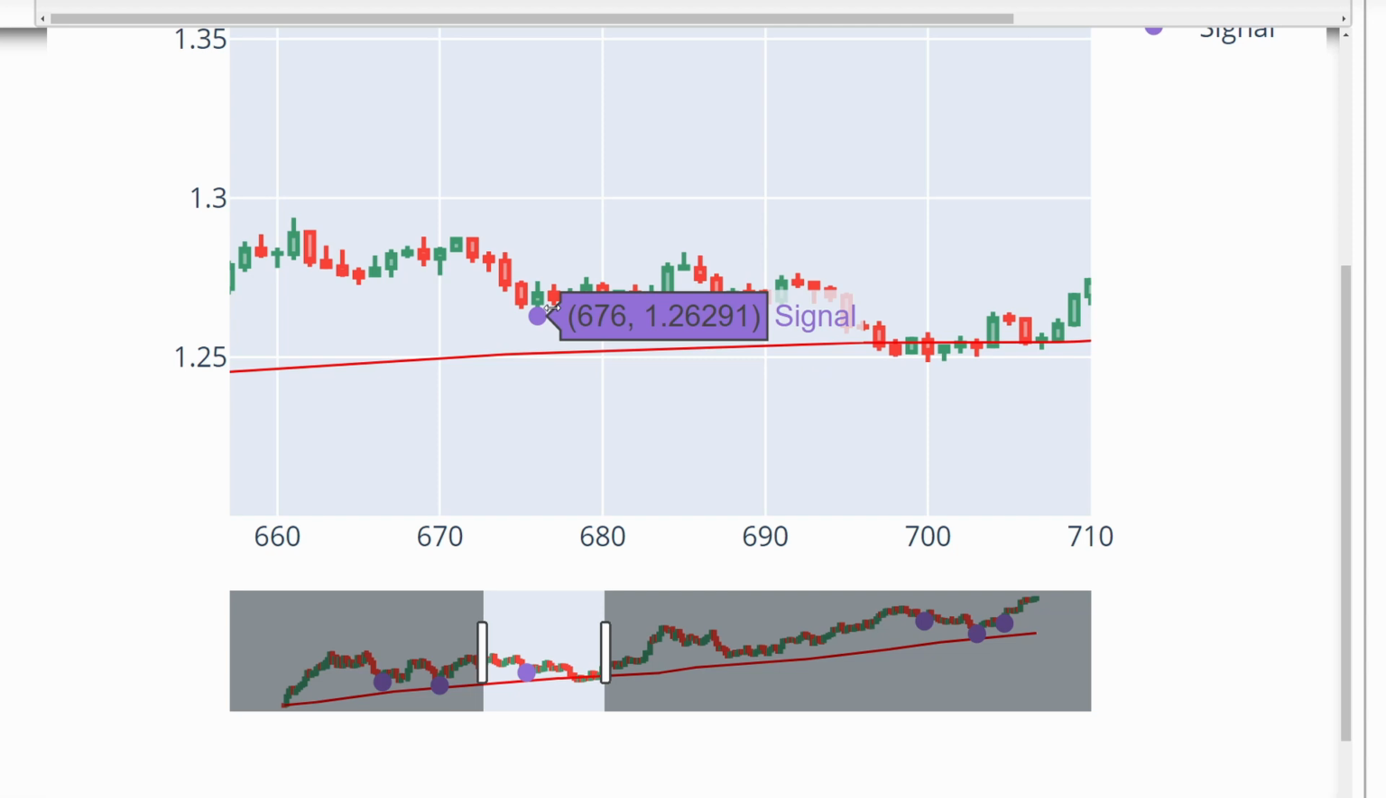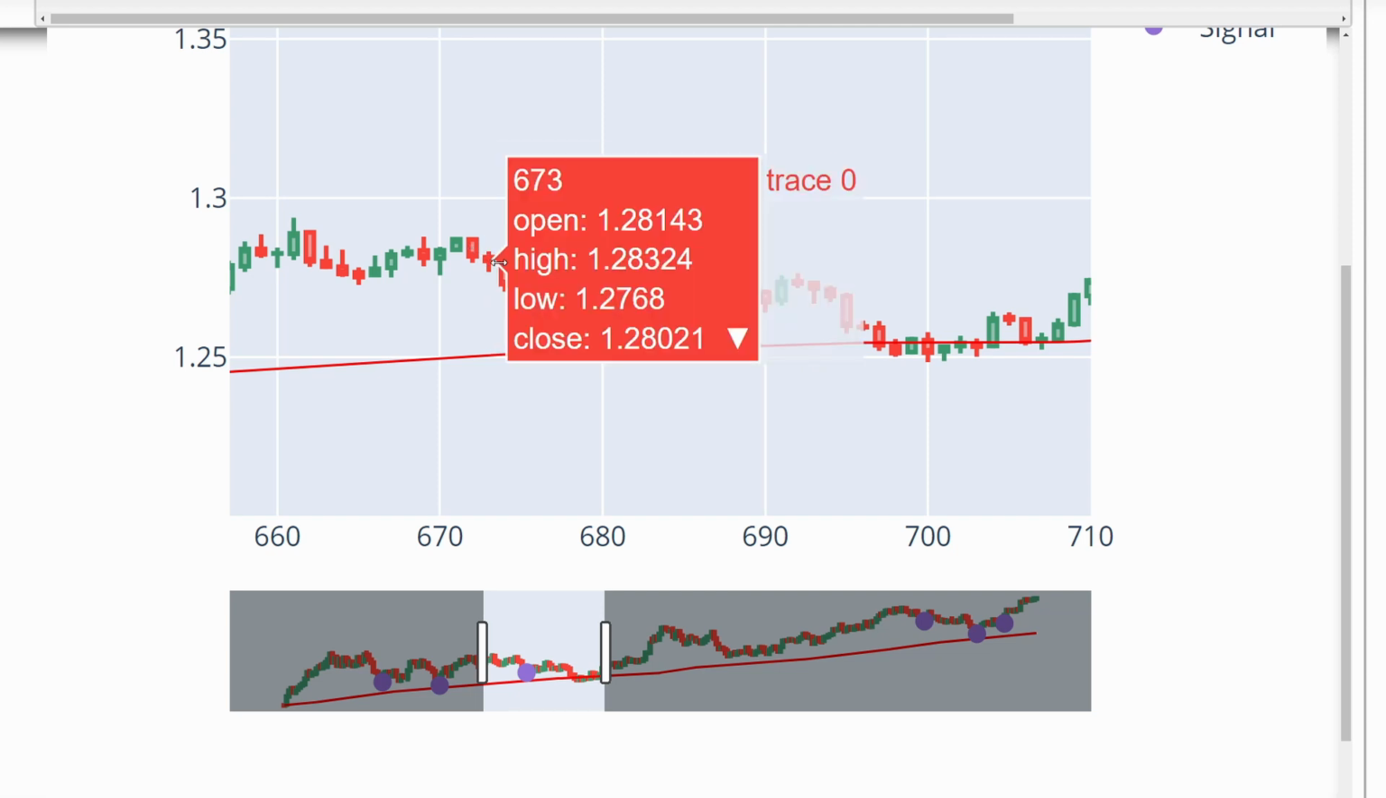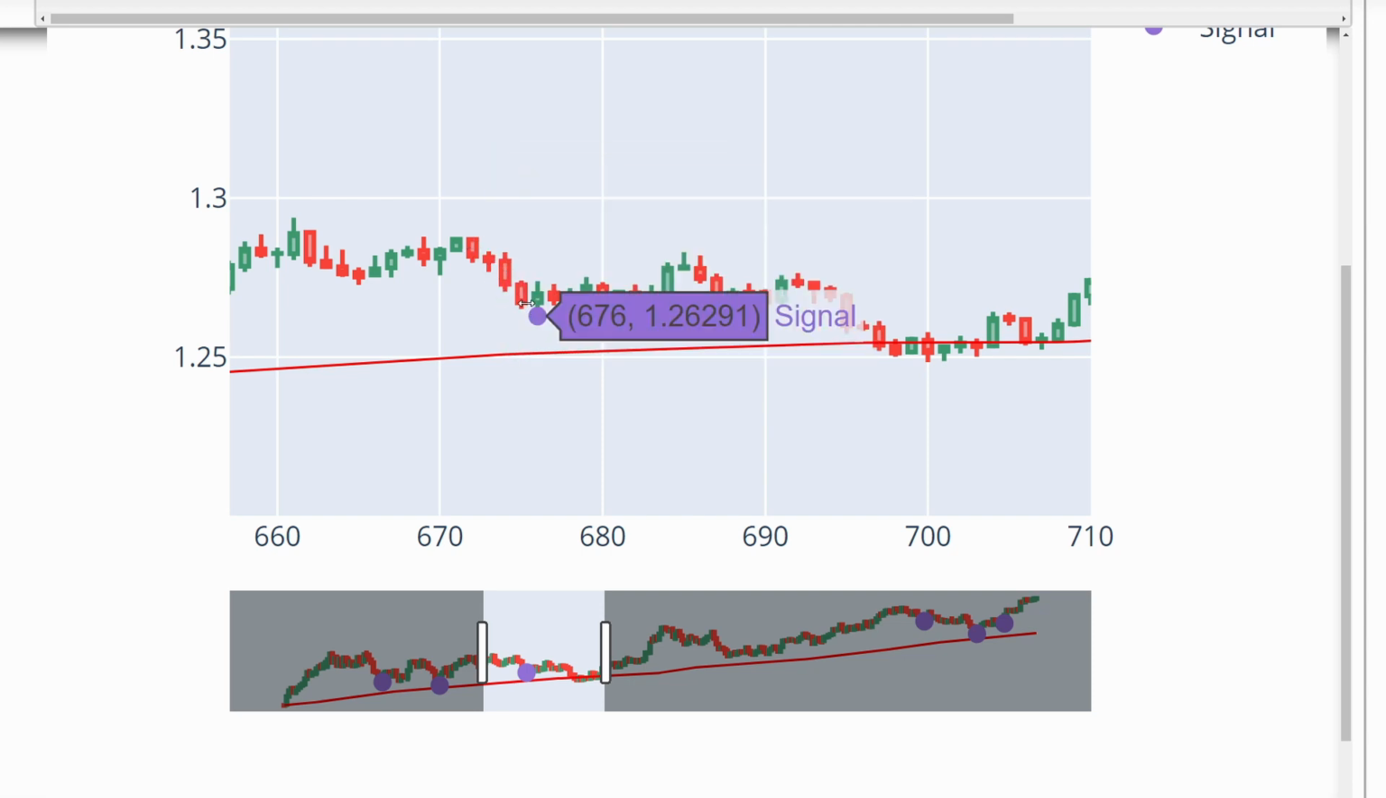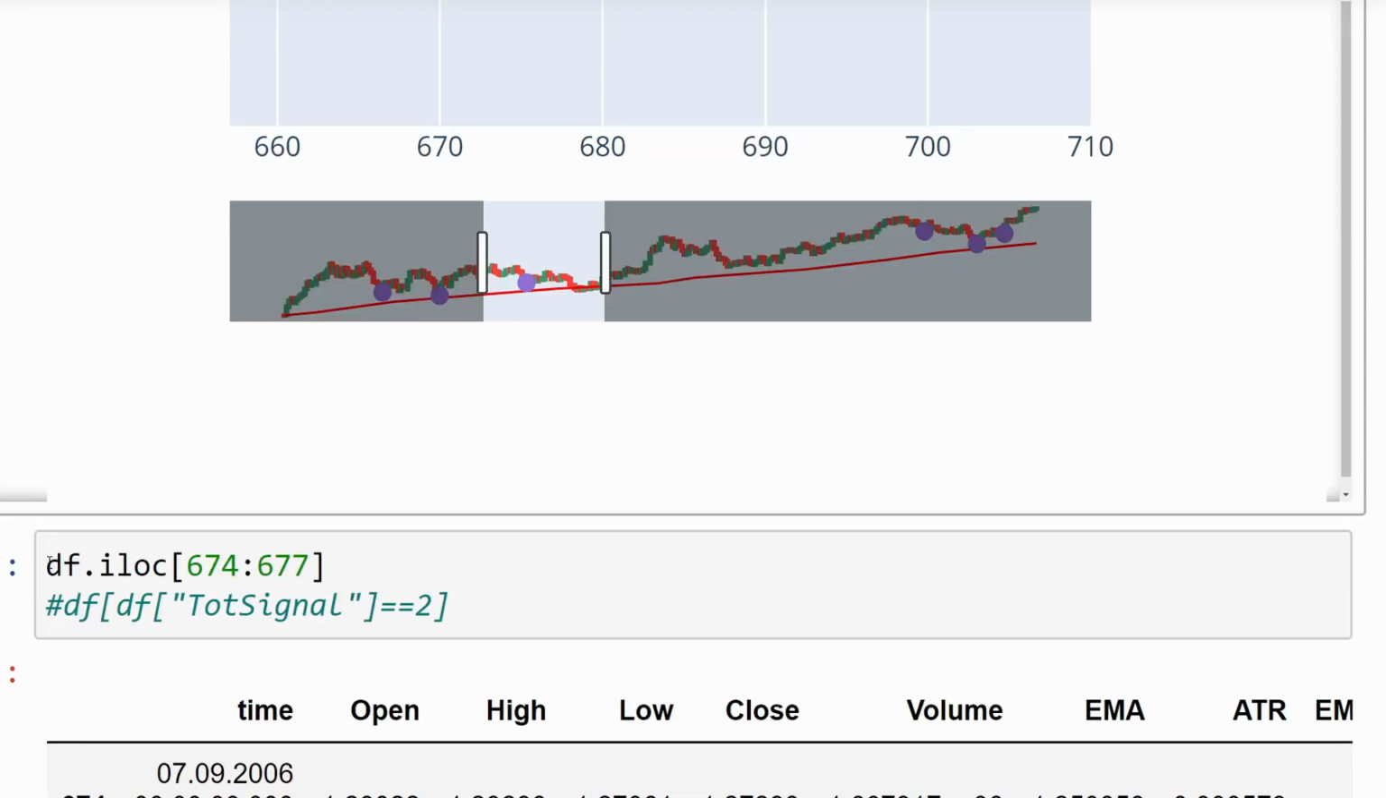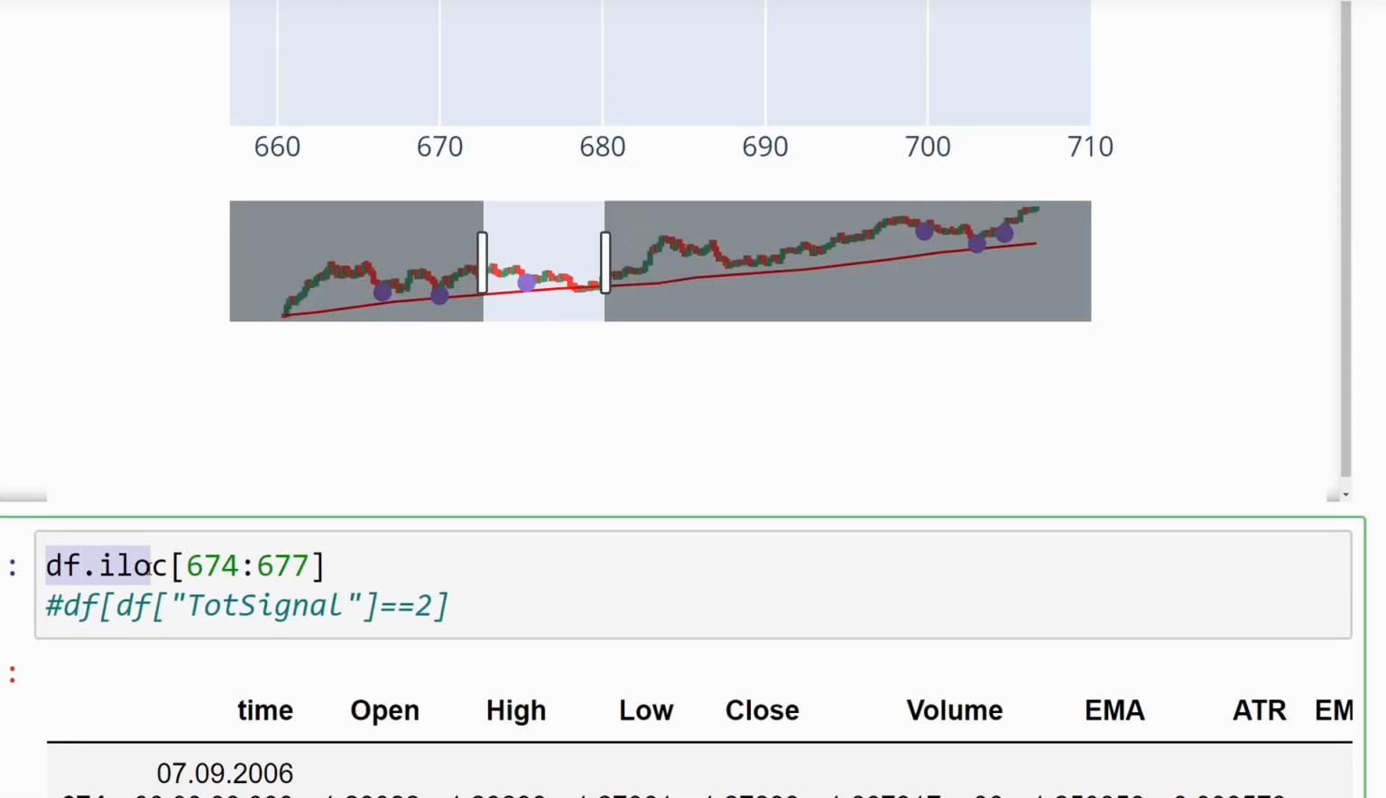We are looking at a bullish candle, this green one right here, preceded by 4 different candles going in the opposite direction of the trend. At the same time, I couldn't plot the volume here, it would be too cumbersome, but we have a higher volume. We can verify this by printing this particular candle. So it's candle number 676. And if we print this, df.iloc[674:677].